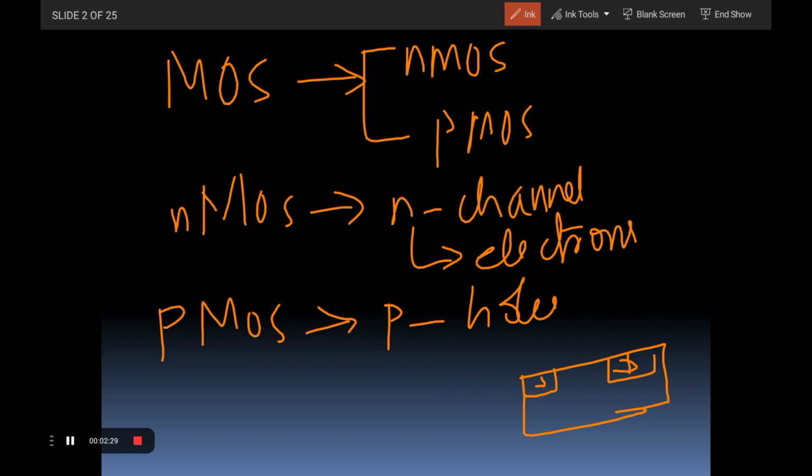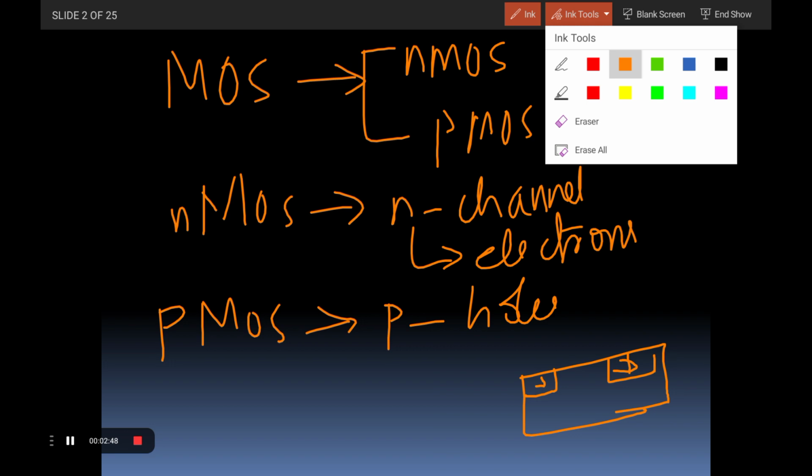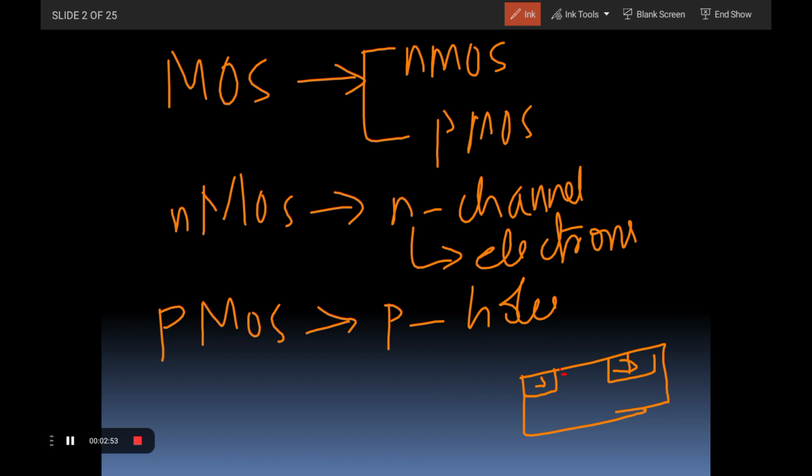So whenever the channel is established between the source and drain, there is a possibility of movement of charge carriers from source to drain or maybe drain to source. That is a very, very important point here. Okay, so for this case, the channel exists due to the electrons. This is nothing but an n-type channel. Okay, so n-type.